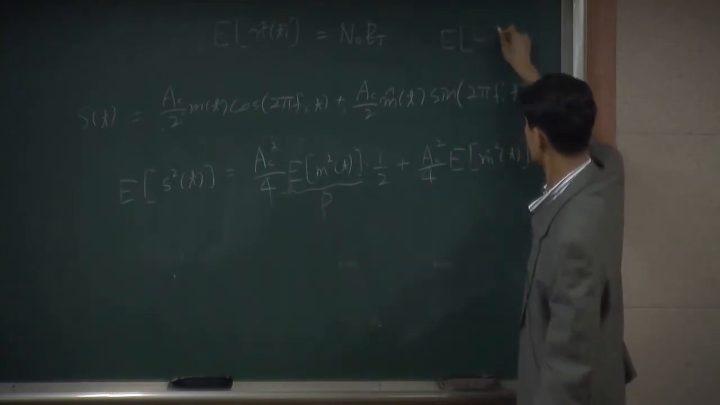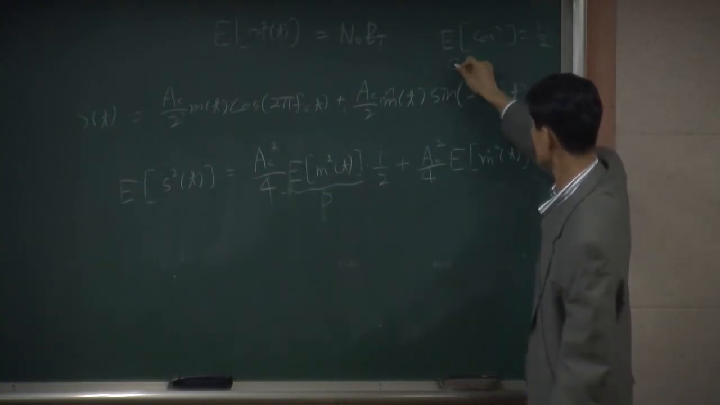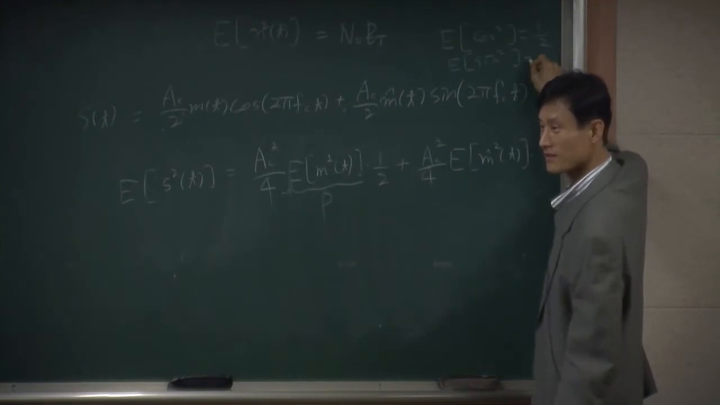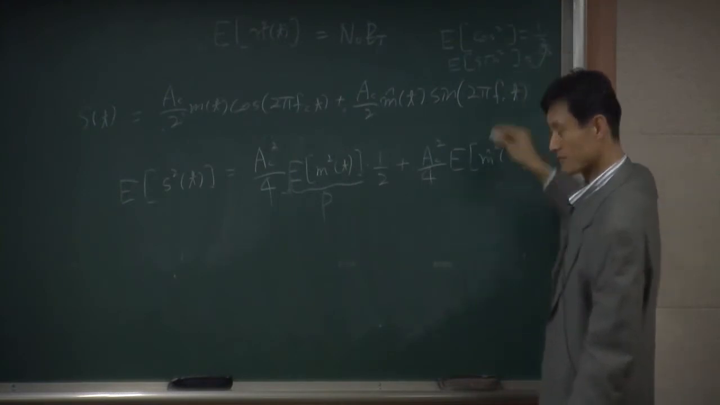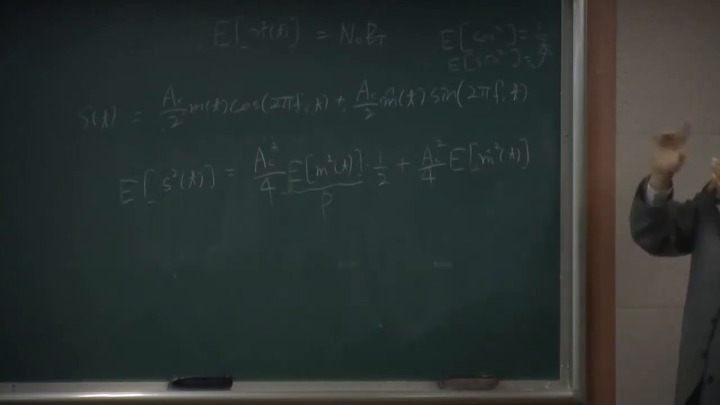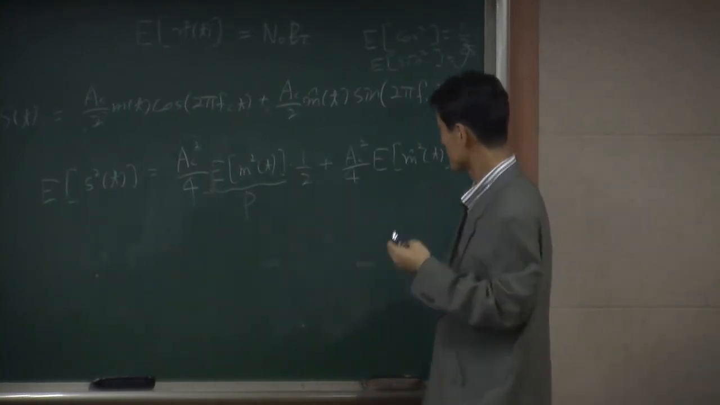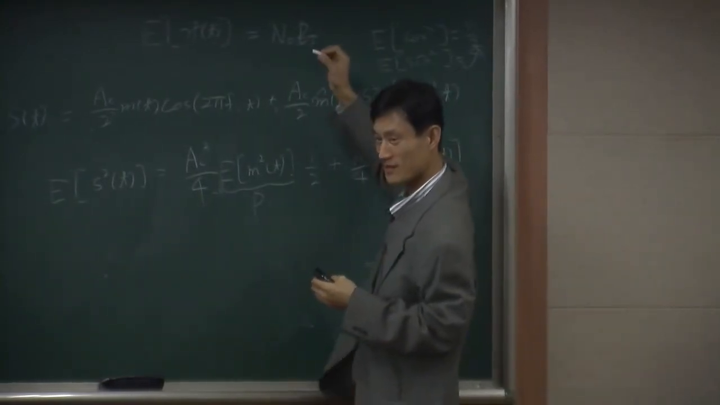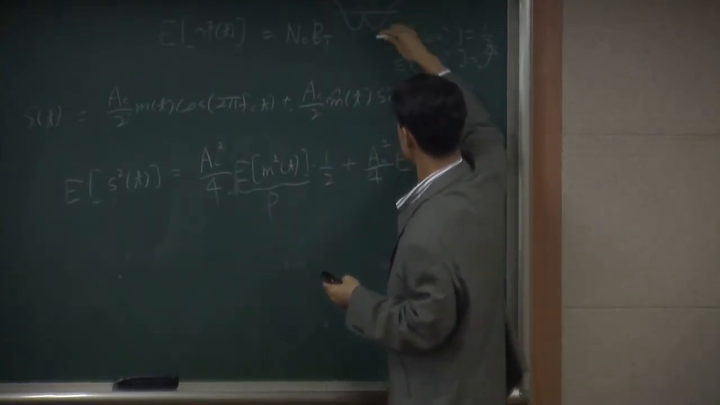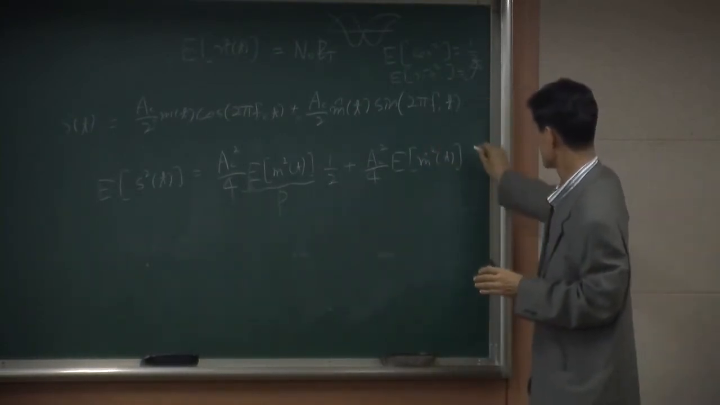Expectation of cosine square is going to be 1 over 2. Then expectation of sine square is the same, right? It doesn't matter. Cosine, sine doesn't matter. When you square, the average is the same. Cosine goes this way, sine goes this way, but when you square it, it doesn't matter. It's the same 1 over 2. So it's going to be 1 over 2 here.